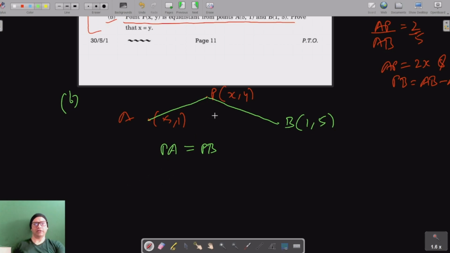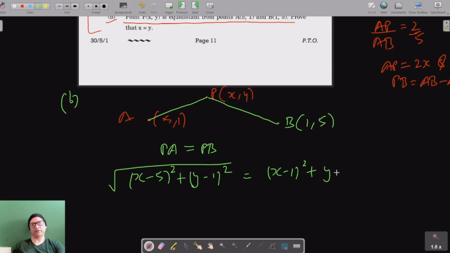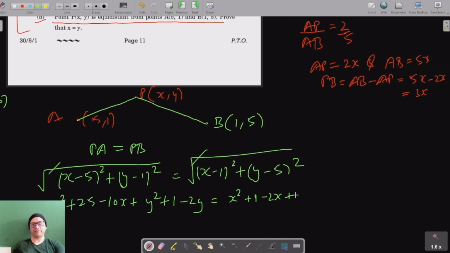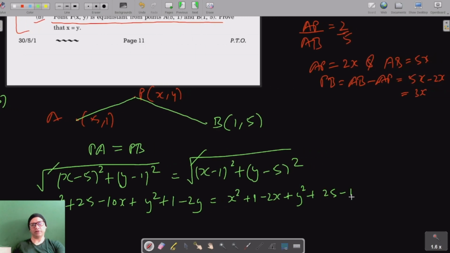Now PA is x minus 5 the whole square plus y minus 1 the whole square, that is the distance PA, and PB is x minus 1 the whole square plus y minus 5 the whole square, and then the root and root get cancelled. Let's open this. This is a square plus b square minus 2ab, plus a square plus b square minus 2ab.